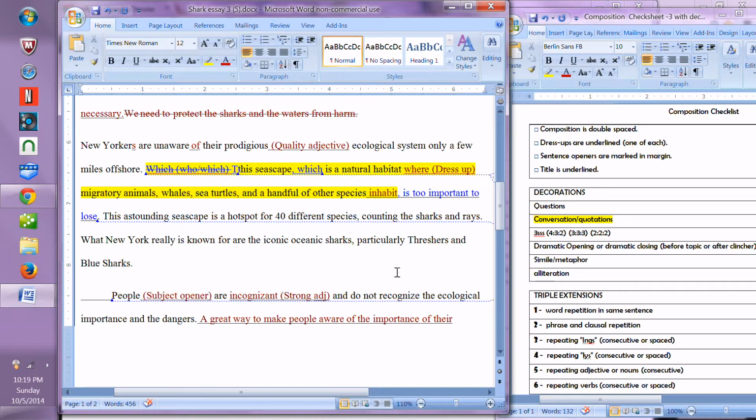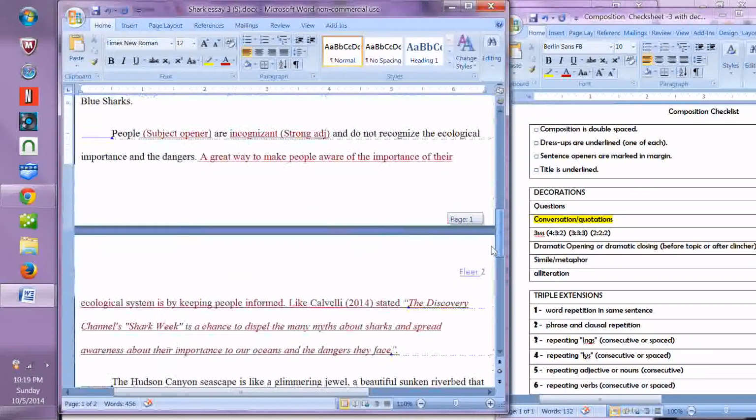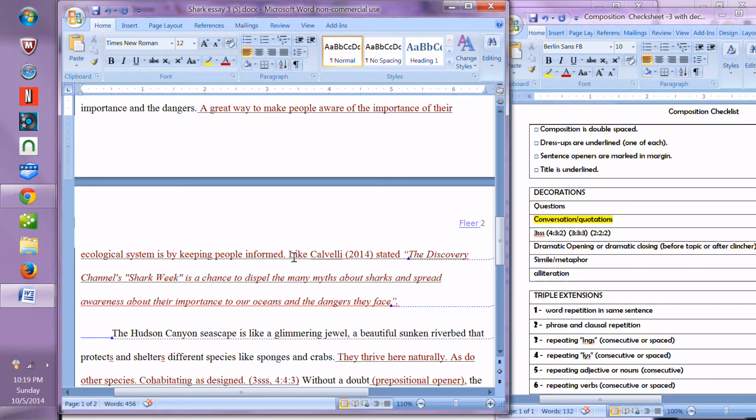Good sentence opener, strong adjective. Very good on doing your quote. You followed the MLA style right there.